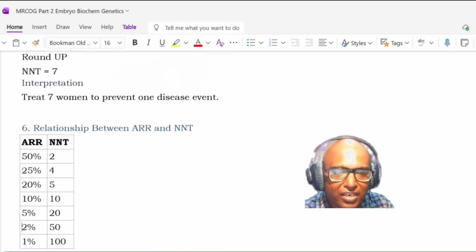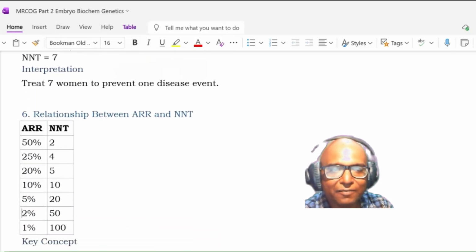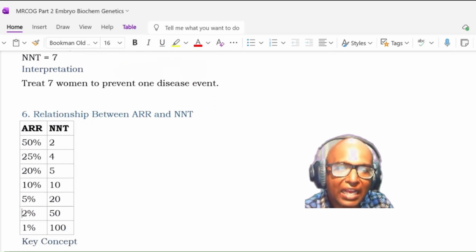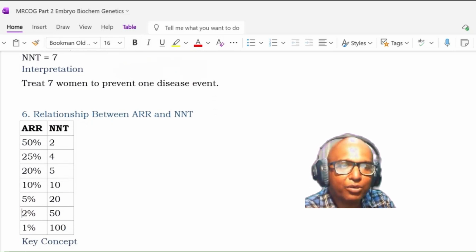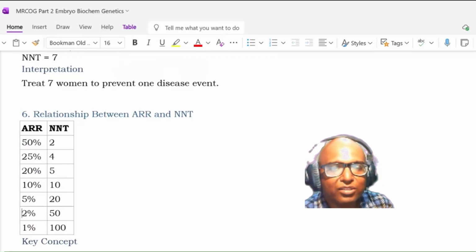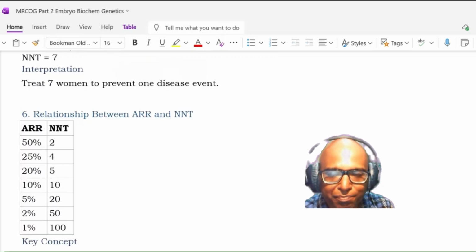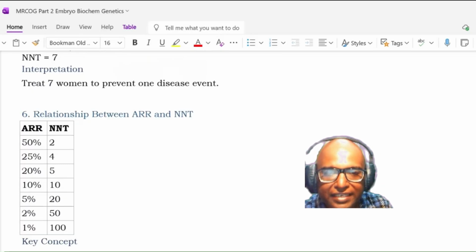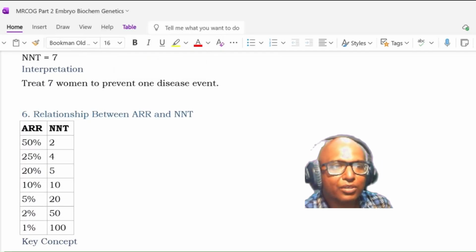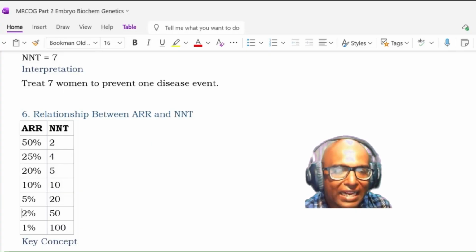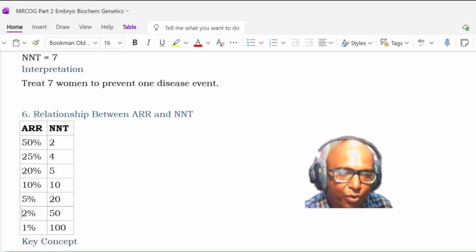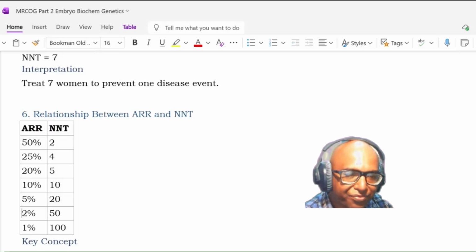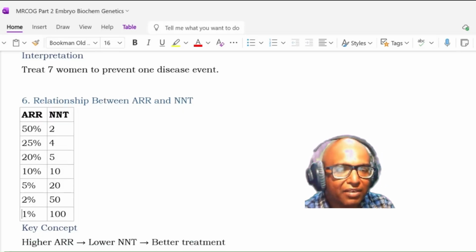Okay. Now what is the relationship between ARR and NNT? If you have got a high ARR, okay, absolute risk reduction is high, then you need less number of patients to treat to prevent that particular risk. Okay, adverse event. Okay, so if your ARR is 50%, you just need to treat 2 patients or NNT will be 2. If ARR is 25%, NNT is 4. Okay, if ARR is 1%, then NNT will be 100.